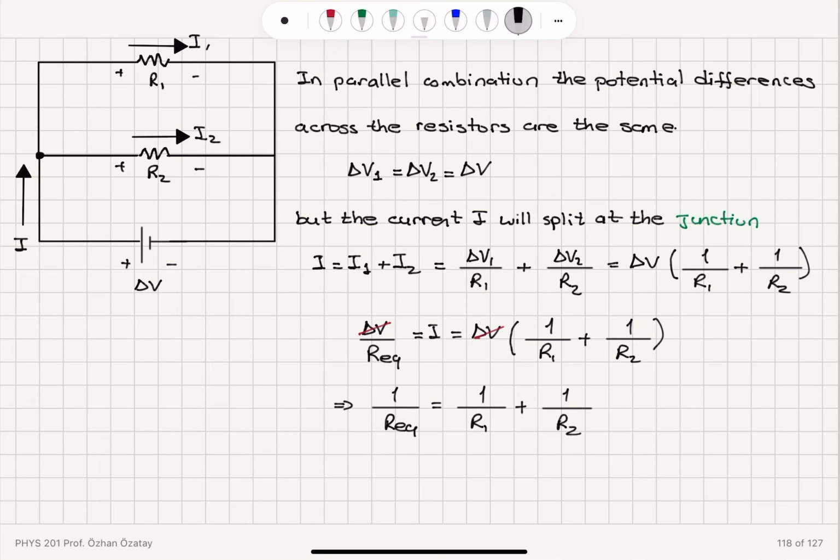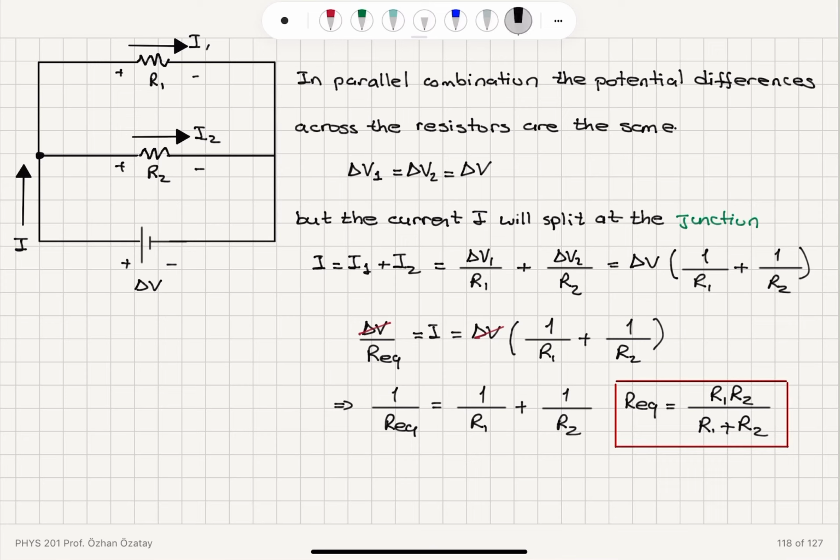So, R2 plus R1 over R1 R2, if we write this with the common denominator here, you can see that R equivalent is basically R1 R2, the product of the resistances divided by the sum, R1 plus R2. So that's the situation for two resistors connected in parallel.